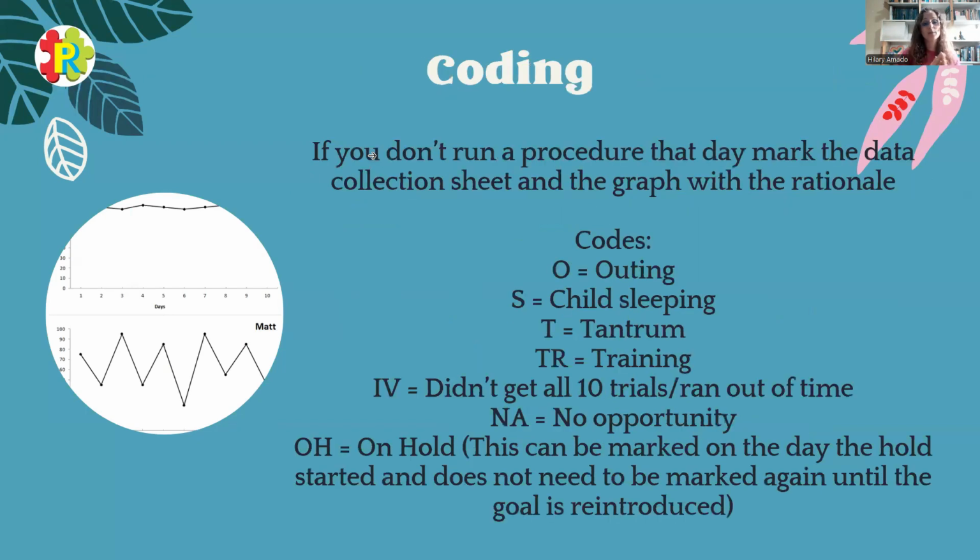If you don't run a procedure that day, mark the data collection sheet and graph with the rationale. You can use these codes. You don't always have to write a big description. You might say O for outing, S for child sleeping, T for tantrum, TR for training, IV if you didn't get 10 trials or you ran out of time, NA for no opportunity, and OH for on hold.